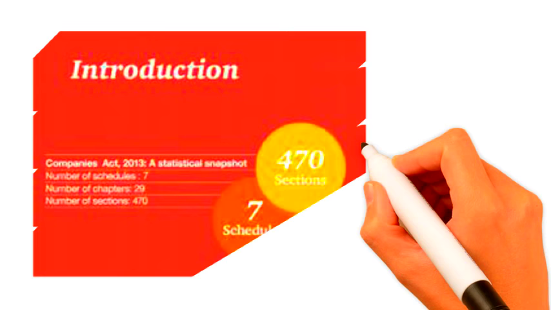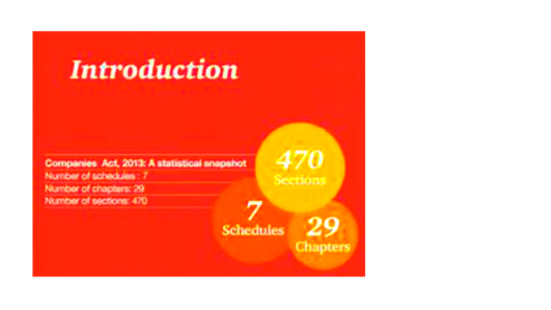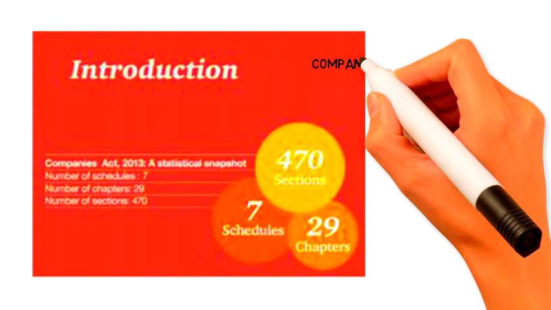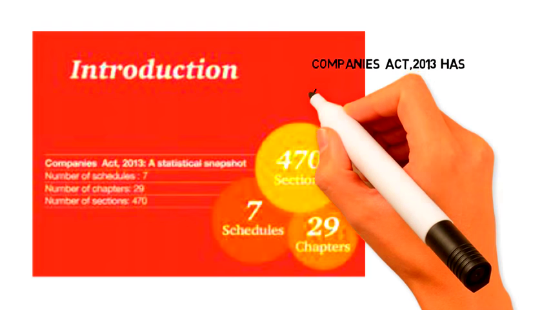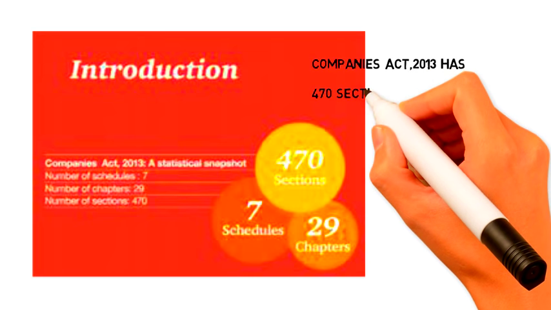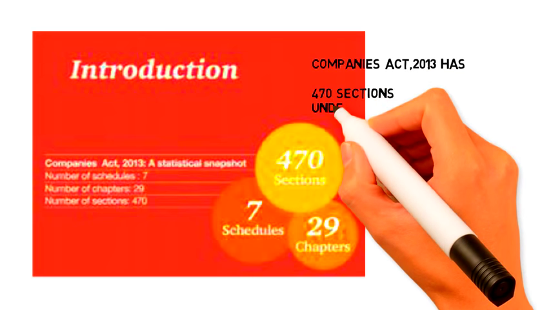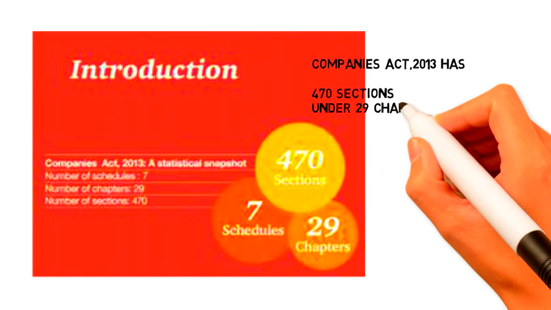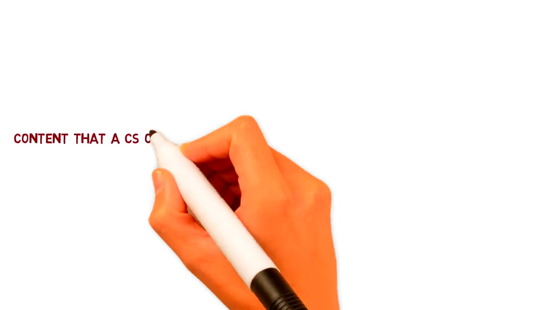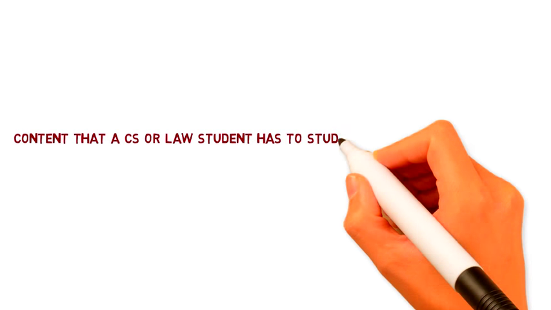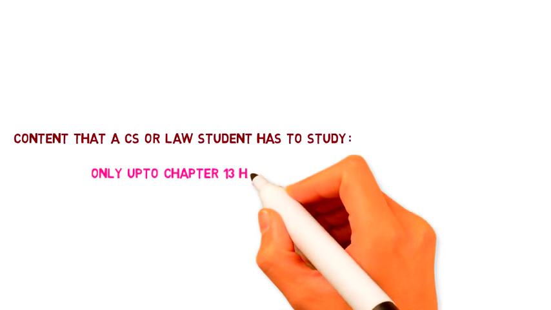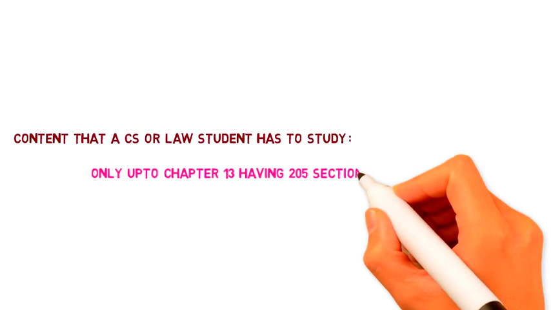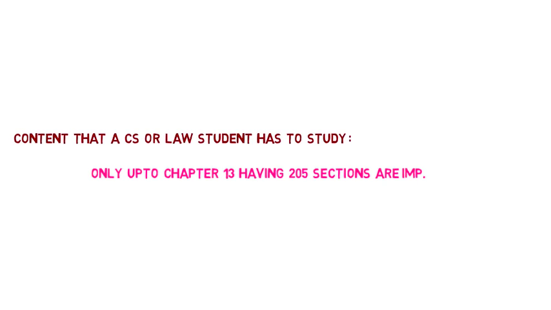So this is the introduction to Companies Act 2013. The Companies Act 2013 has 470 sections under 29 chapters. But do not worry students, from the exam point of view, we are not required to study all these 29 chapters. The content that CS or law students are required to study is only up to 13 chapters having 205 sections. So you have to study only 205 sections encompassed under 13 chapters. Happy?